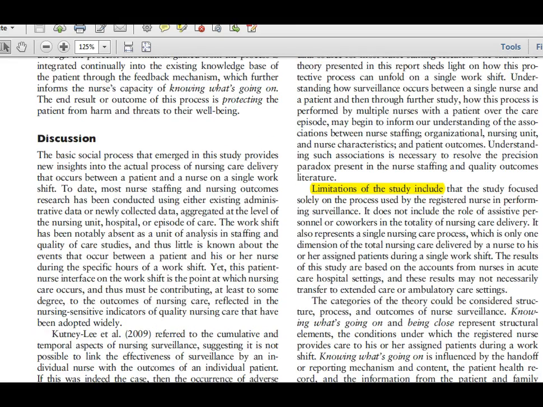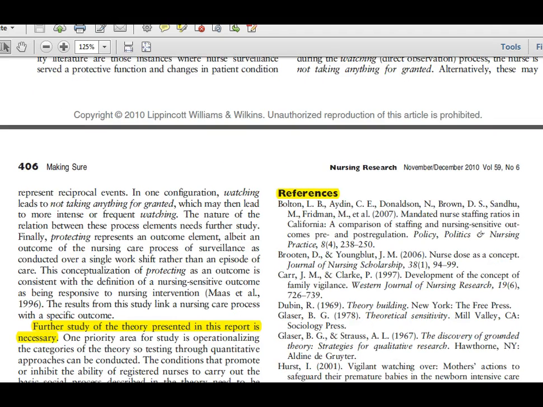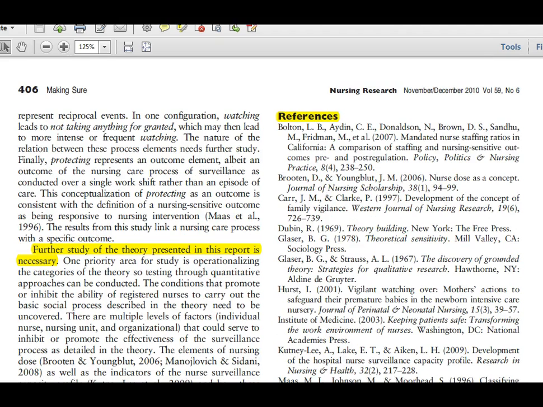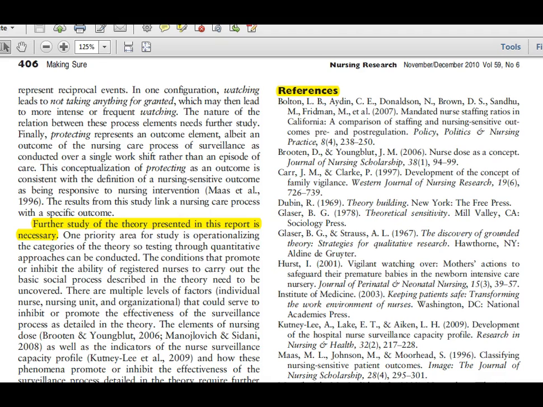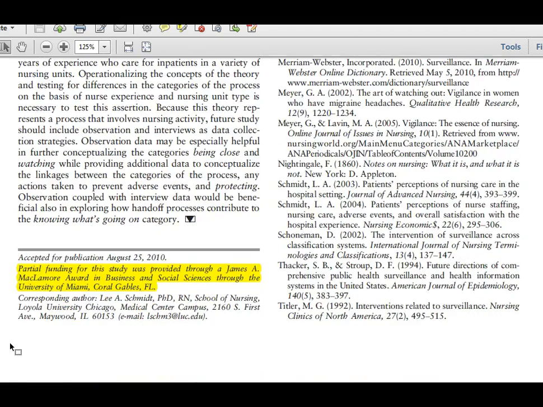So they discuss the study and talk about the limitations that the study included. And then you can see that they denoted that further study of the theory needs to be conducted. And their references are listed here. Now some of their references are older. Could be that they're seminal to the points that were made in the paper. And the study was given some funding by an award.